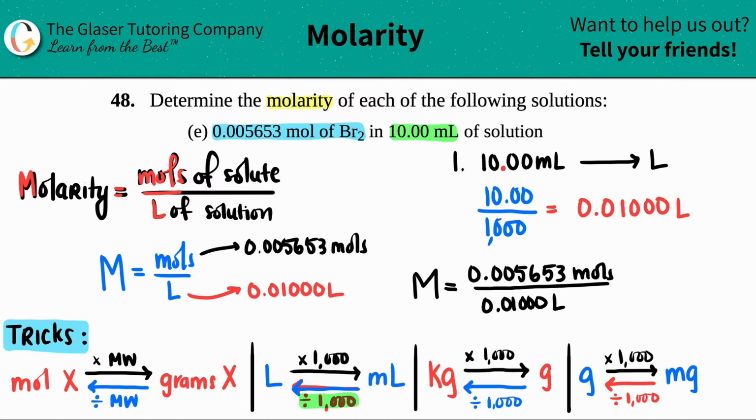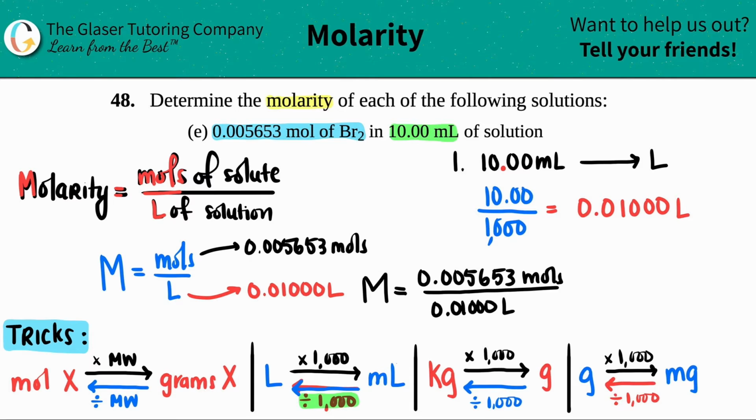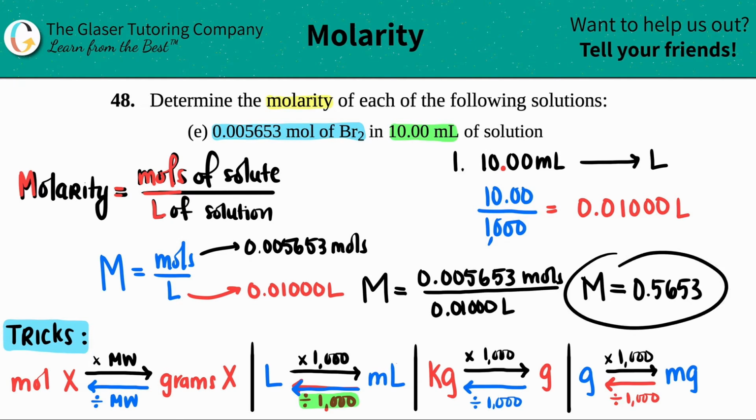And now let's just do the math, right? Maybe I'll just pull this over just so that I have more room over here. And let's just do that math. So this molarity would equal, let's see, 0.005653 divided by 0.01. So I get 0.5653.